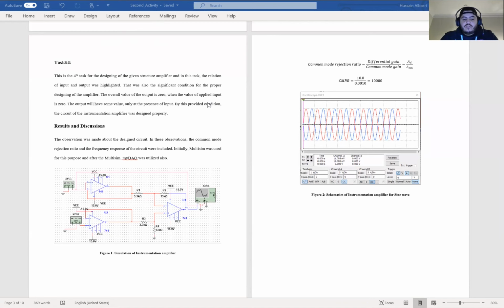In conclusion, in this lab, observation was made on the designed circuit. There were many significant parameters, including the common mode rejection ratio and the frequency response of the circuit. This observation was initially done by using the theoretical method and Multisim, and after Multisim, MyDAQ was also utilized to get some results. Thank you, and this is the end of the lab report.